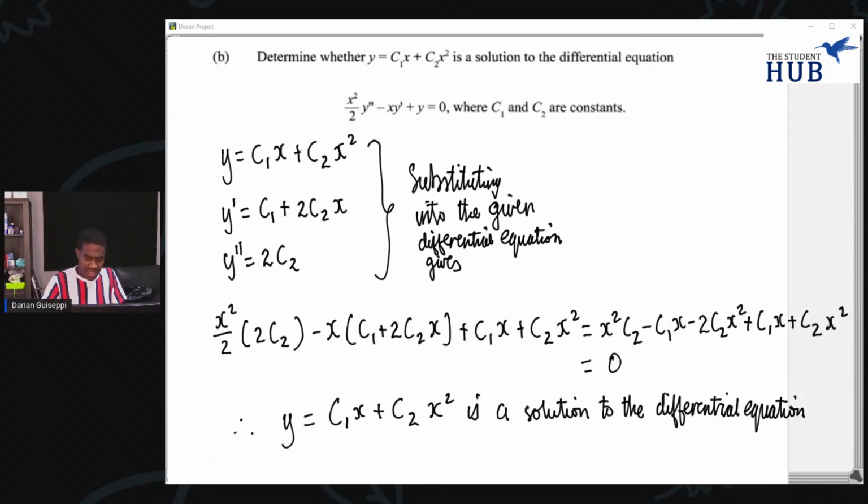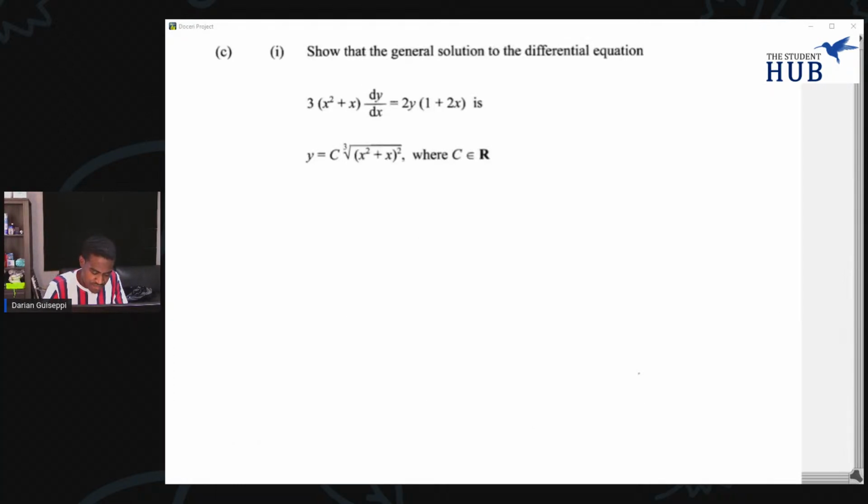Now let's look at, hopefully, the last question here. So we have: show that the general solution of the differential equation, and look at this here, 3 by x squared plus x by dy dx is equal to 2y by 1 plus 2x. What they do in this question is they gave us the solution and they just want us to show that this is in fact the solution here.